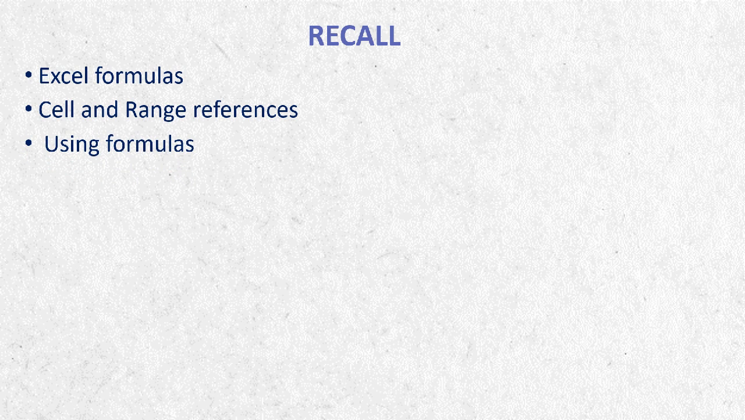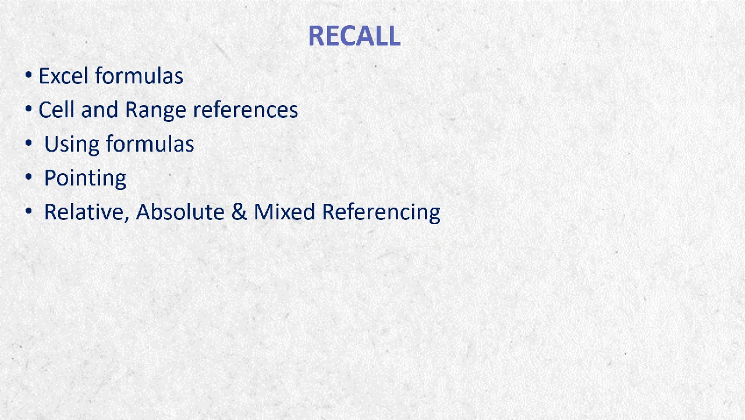Then how to use Excel formulas, we have seen. Then the pointing method: instead of typing the cell, you can directly point to the cell. So this is pointing. And then the three types of referencing, that is relative referencing, absolute referencing and mixed referencing, and how to use the formulas, we have seen.